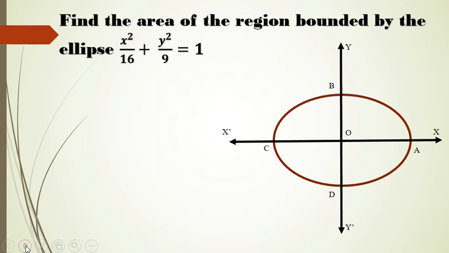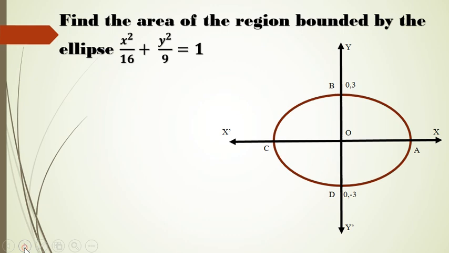For this we put the value of x equal to 0 in the equation of the ellipse, then we get y square equal to 9. Therefore y equal to plus minus 3. So the coordinate of B will be 0, 3, which denotes when x equal to 0 then y will be 3. Coordinate of D will be 0, minus 3. When x equal to 0 then y will be minus 3.